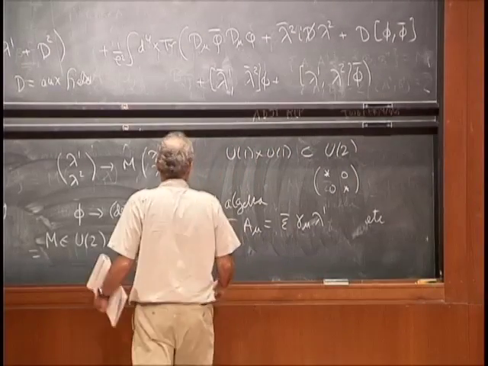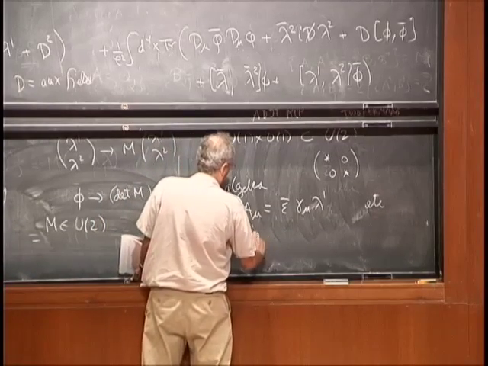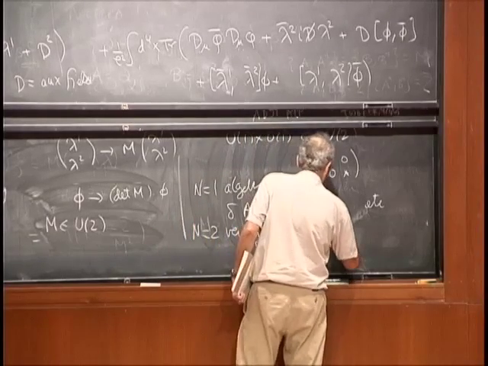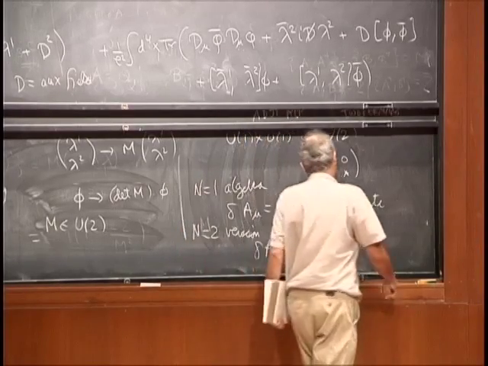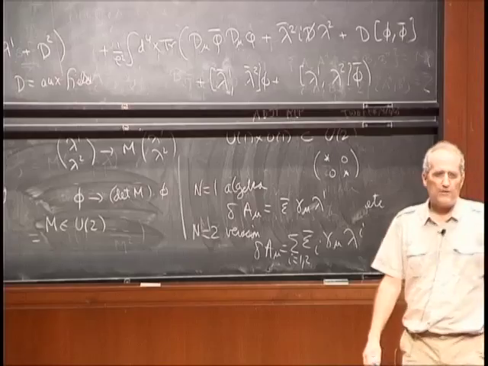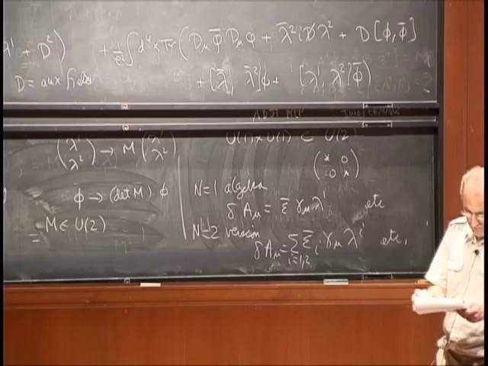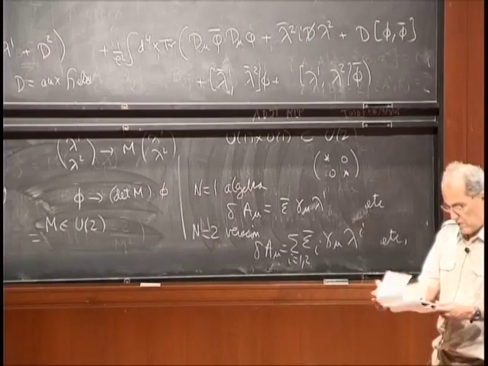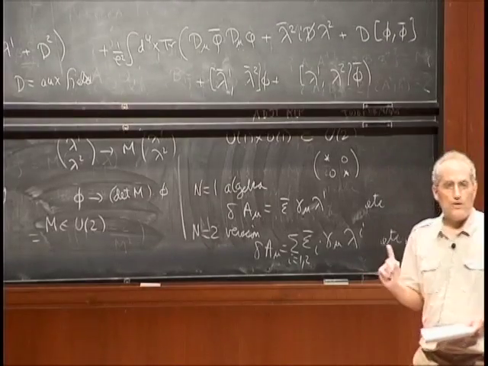So the N equals 2 generalization is that delta A mu is epsilon bar i times gamma mu lambda i, summed for i equals 1 and 2. That's just the supersymmetry transformation for the gauge field, but of course we have to add corresponding transformation laws for all the other fields. So, any questions about this?